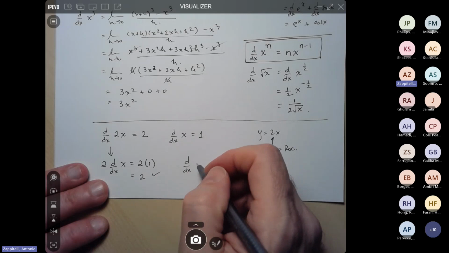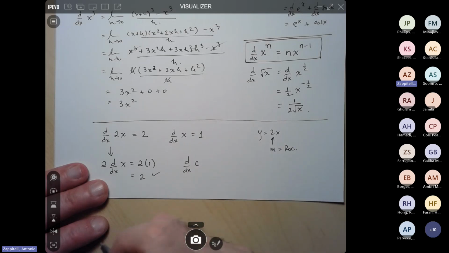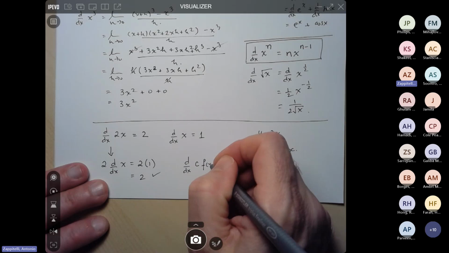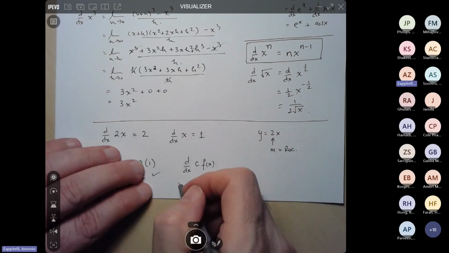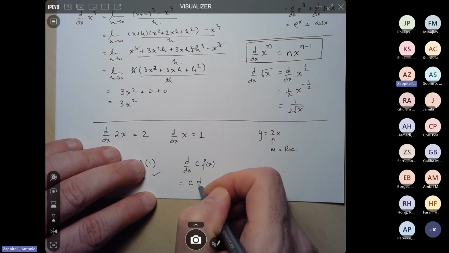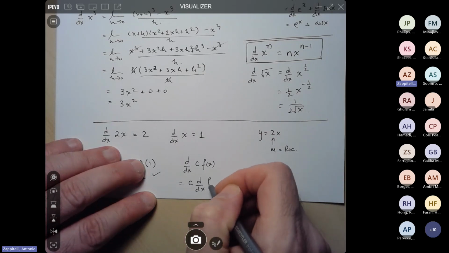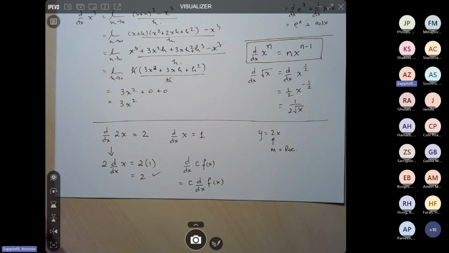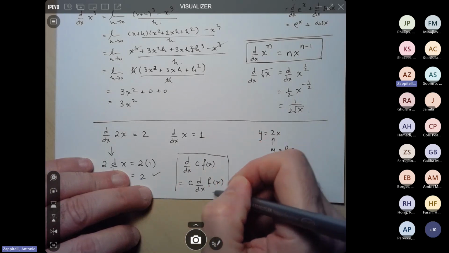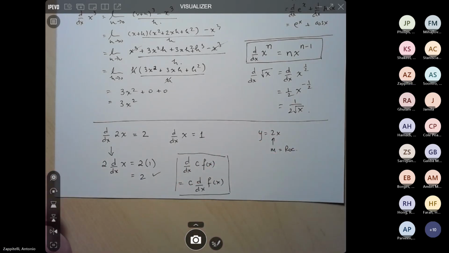So if I have the derivative of any constant, where c is just some number, times a function, that's the same as taking that constant and multiplying by the derivative of the function. Okay? And this now gives us our third derivative rule. And what's nice about this third derivative rule is we're going to see in a second that we can determine the derivative of any polynomial.